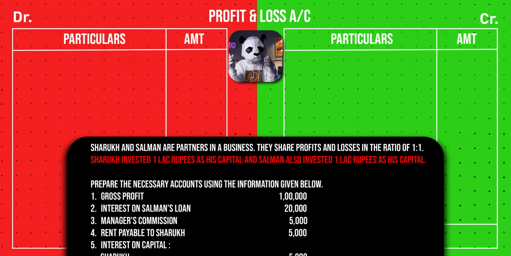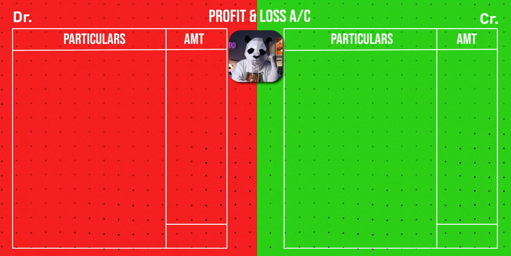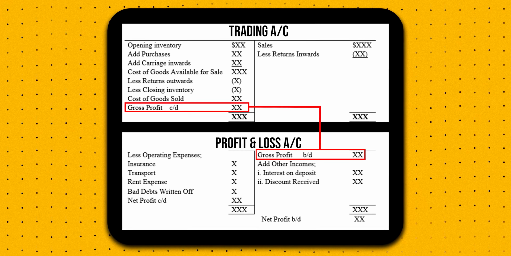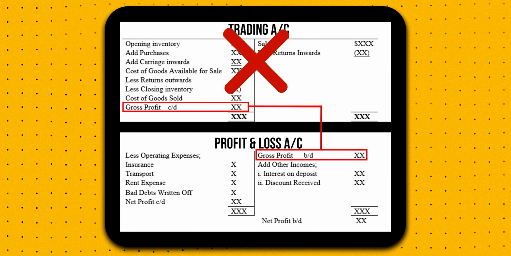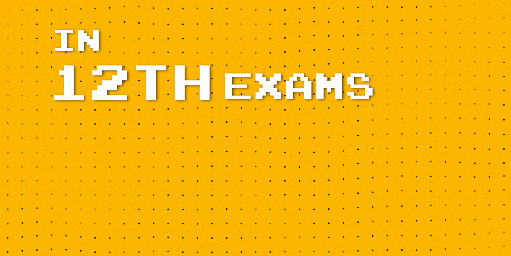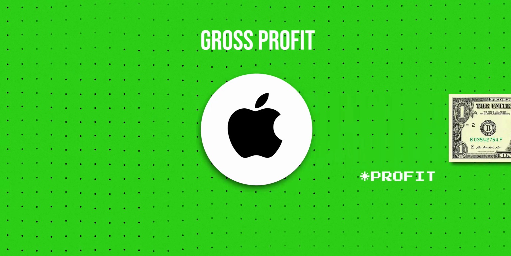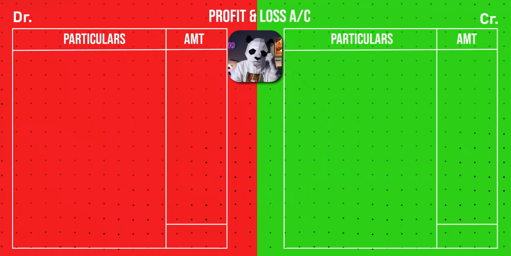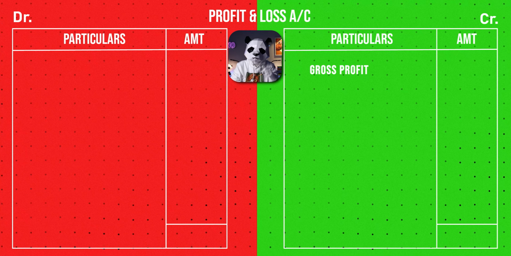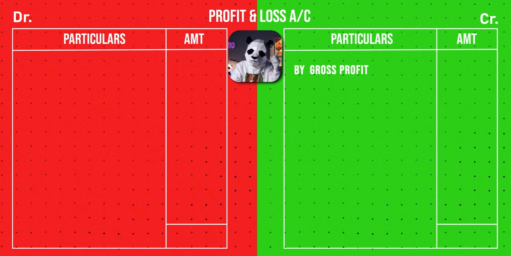Moving on to the next item, which is profit of 1 lakh rupees. Usually, profit and loss account starts either with gross profit or gross loss taken from the trading account. Luckily, you won't be asked to prepare trading account in your exams because you already did that in your 11th standard. In 12th exams, no, you will not be asked to prepare trading account. Since gross profit is a good thing for the business, let's write this on the right side of profit and loss account. And when you write something on the right side, you have to put the word by before it. So by gross profit 1 lakh.